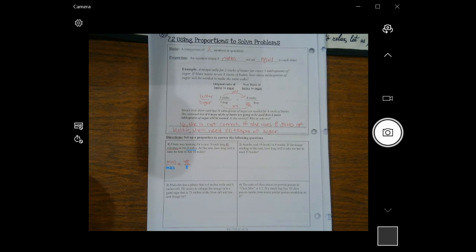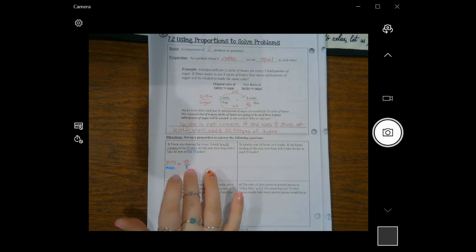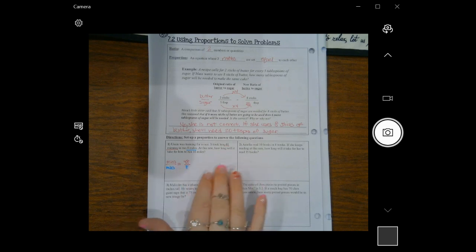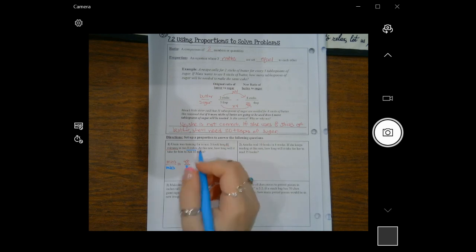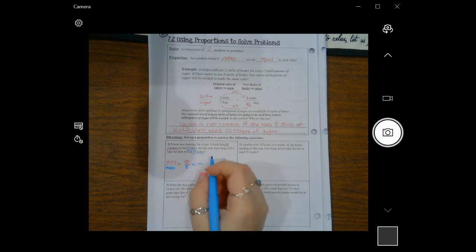The first sentence usually goes together. It's the first ratio. And then the second sentence is what we're going to use to solve for the second part. So it says at this rate, how long will it take for him to run 16 miles? Well, where do you think that 16 is going to go? On the top or bottom?